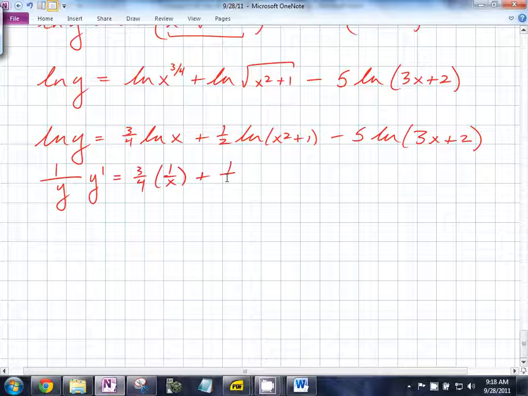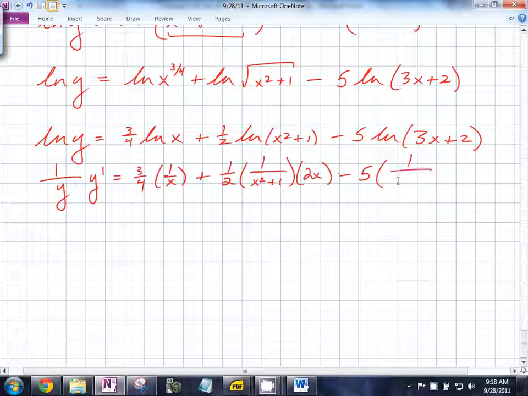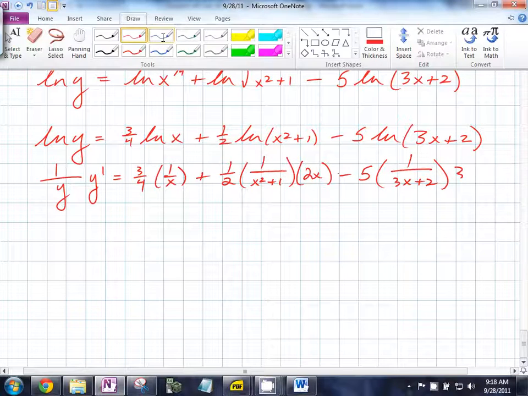You don't have to go berserk with the cleanup, but let's combine what we know. We know that therefore y prime is equal to y times 3 over 4x plus x over x squared plus 1. You see the 2's cancel there? Minus 15 over 3x plus 2.